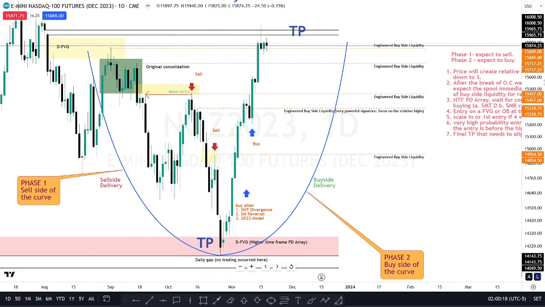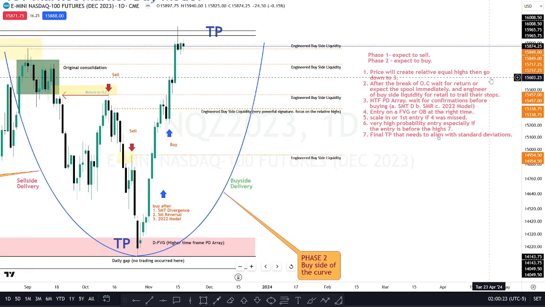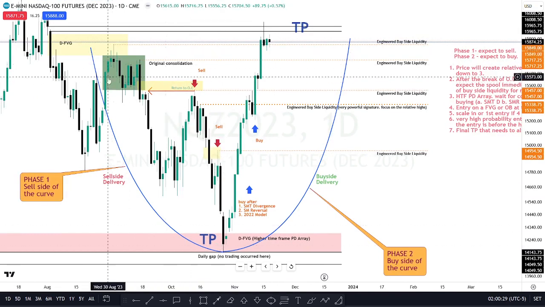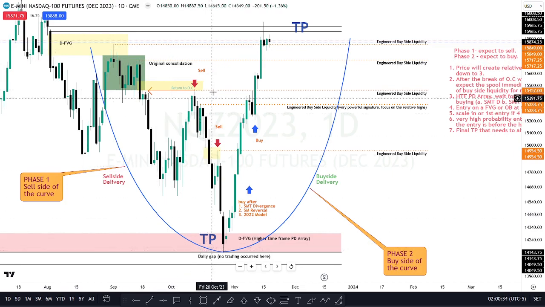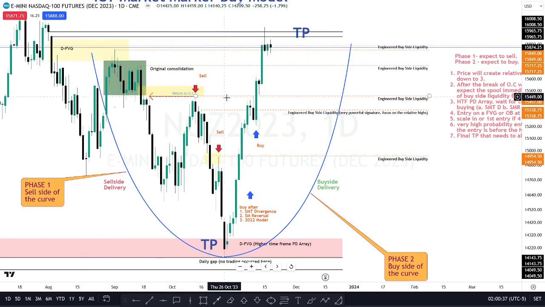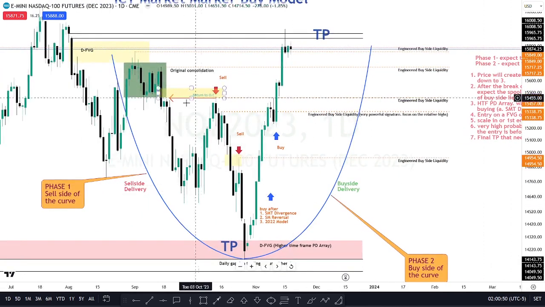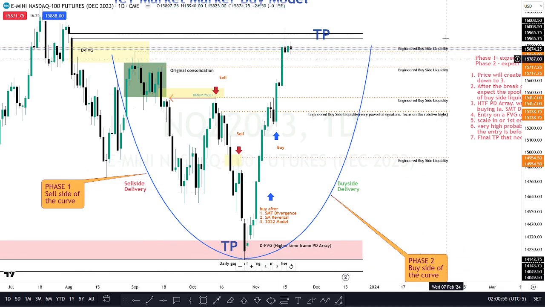So let's focus on what we have. Number 1, price will create relative equal highs, then go down to 3. Remember, we have number 1 here, we have number 3 here. You can say these are relative equal highs, then go down to 3. Then number 2, after the break of original consolidation, wait for return or expect the spool immediately and engineering of buy-side liquidity. These highs, buy-side liquidity, like I mentioned here.